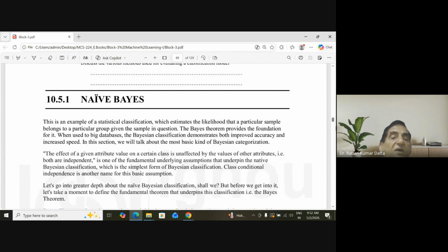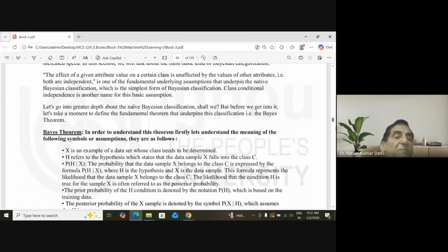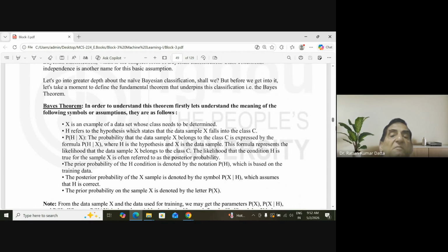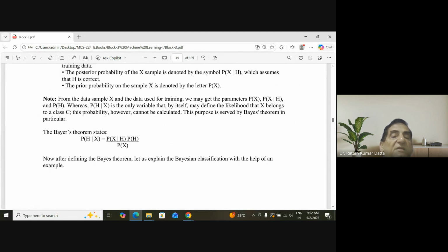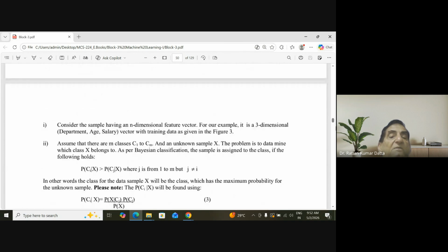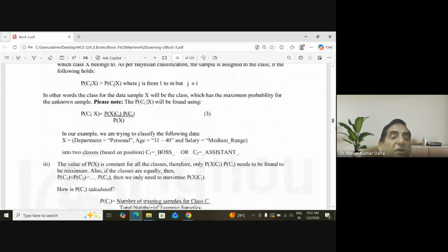In this section, we will talk about the most basic kind of Bayesian classification. So you can read that it's a Bayesian integration. Bayesian theorem: in order to understand the theorem, firstly, let's understand the meaning of the following symbols and assumptions. So you can see all the symbols, and that you can ultimately get this Bayesian theorem, P(H|X). Now after defining the Bayes theorem, let's explain the Bayesian classification with the help of an example. So this is the example you can see, and you can read it.